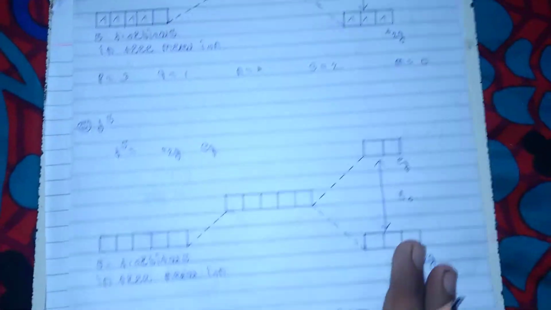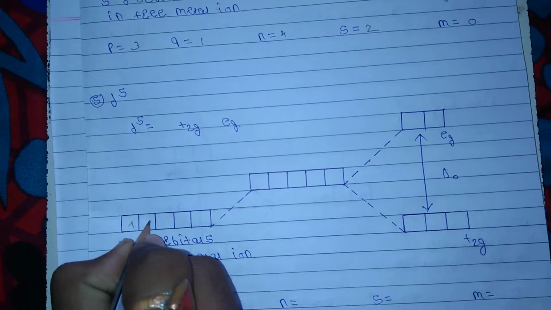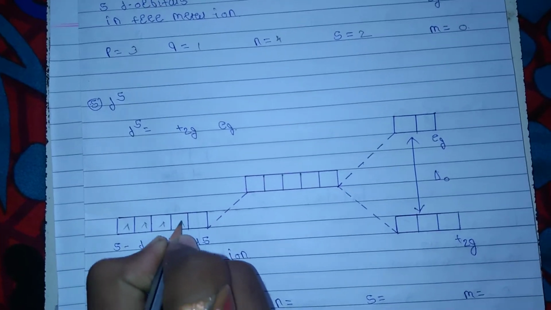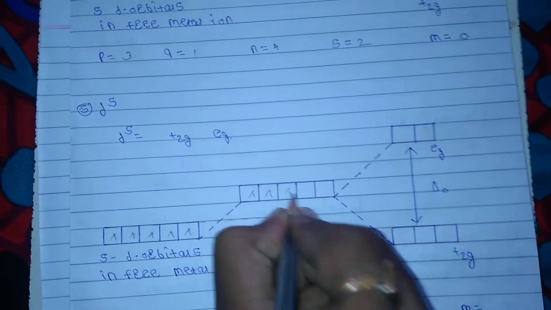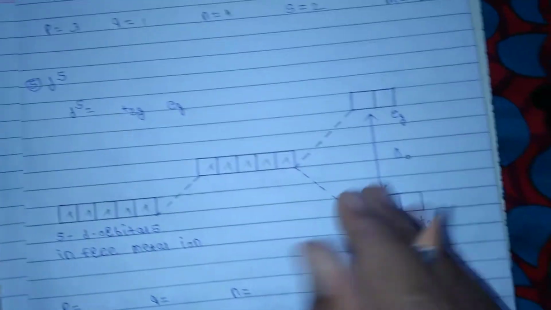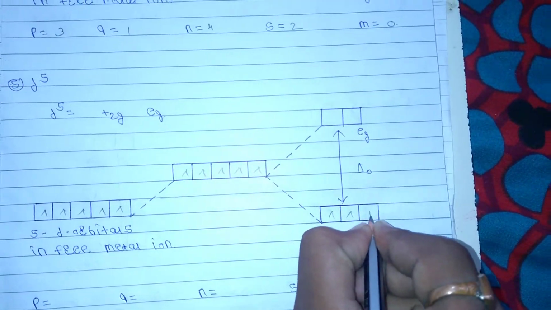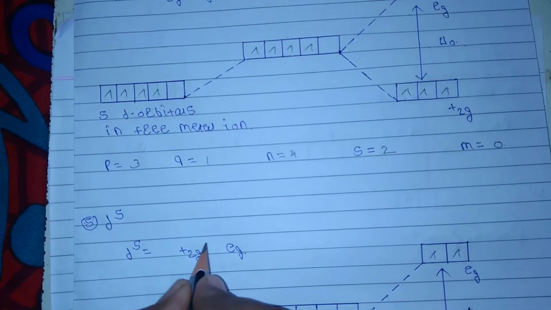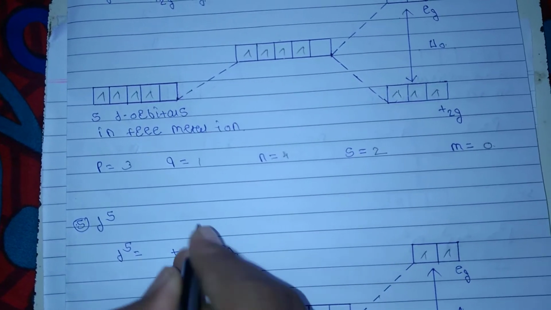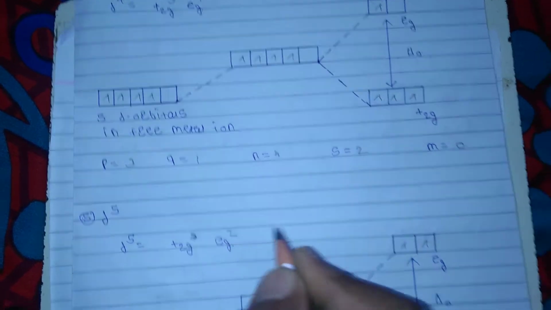The fifth is d5. The 5 degenerate d orbitals, 1, 2, 3, 4, 5. 3 electrons go in the t2g set, 1, 2, 3, and 2 electrons go in the eg set. Then d5 is equal to t2g3 and eg2.